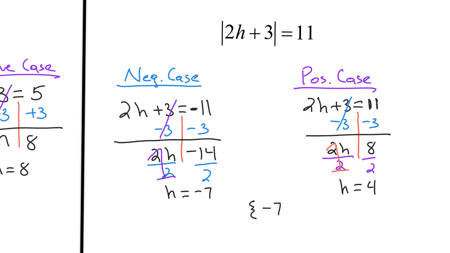So -7 is smaller than +4. And you have comma 4, and we have our brackets. So that is the solution set. You have two answers, -7 and +4.